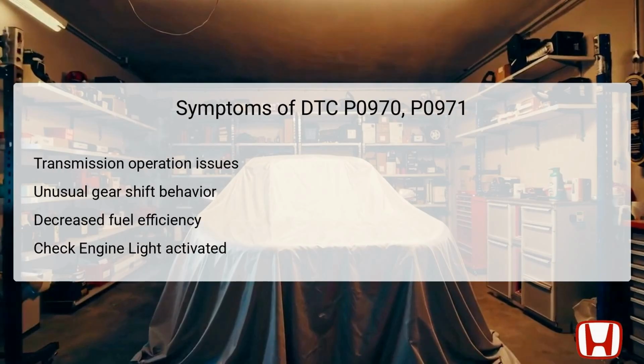Drivers experiencing DTC P0970 or P0971 may notice several notable symptoms. Transmission operation issues can manifest as rough or inconsistent shifting, making the vehicle's drive feel uncomfortable and unpredictable. Unusual gear shift behavior, such as late or early shifts, is a common symptom that suggests the solenoid's inability to operate correctly. These abnormalities can lead to decreased fuel efficiency due to the transmission not operating at optimal capacity.